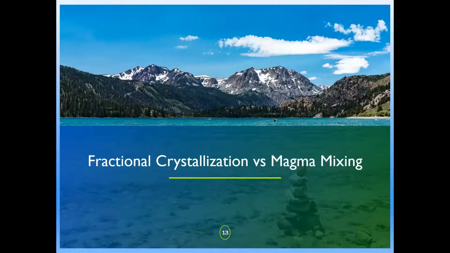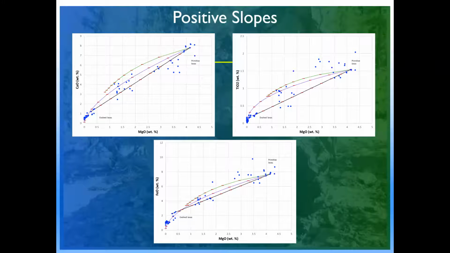Now to compare the graphs. In these graphs, you can tell which hypothesis would work best. The black line represents magma mixing, the purple line represents perfect fractional crystallization, and the green line represents equilibrium crystallization. As you can tell, some hypotheses work better than others.